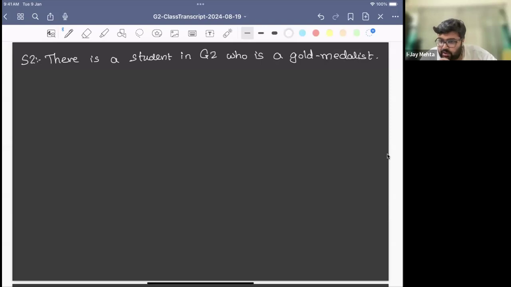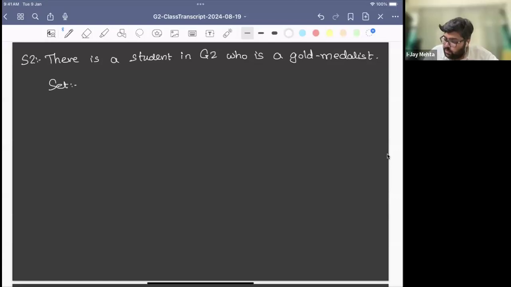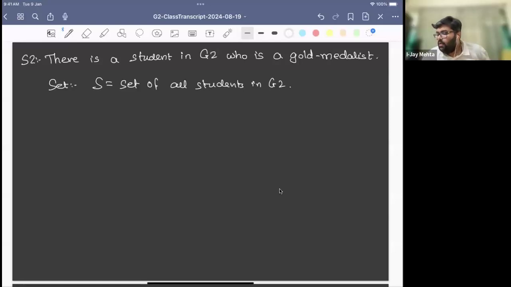Yes, room number 7, Nandini. Yes, sir. What is the set? Set of all students in G2. Good. What notation can we give? Do you want to give some notation for the set? S. S1. Okay, S is fine. So S is the set of all students in G2.